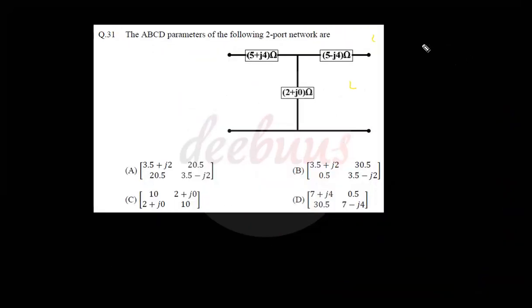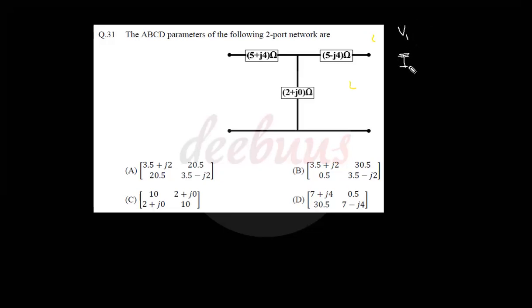Now moving to the next question. The ABCD parameters of the following two-port network are 5 plus j4, 5 minus j4, 2 plus j0, that is 2 ohm itself. And we have to find the ABCD parameters of a T network. So first of all, we can write what is this ABCD parameter.